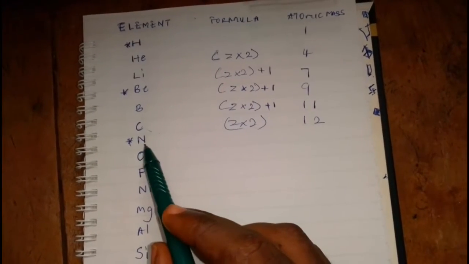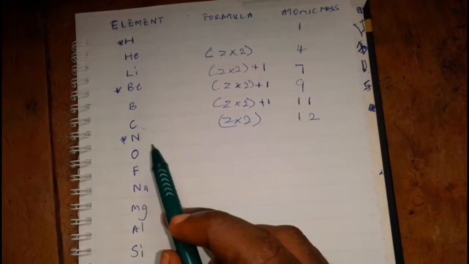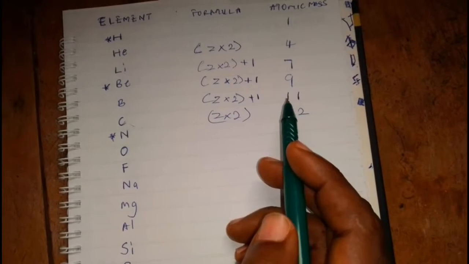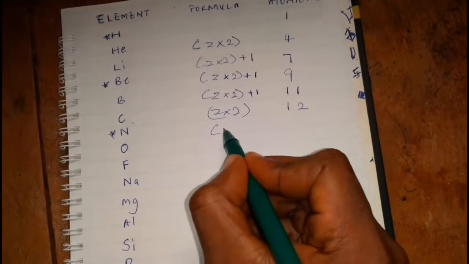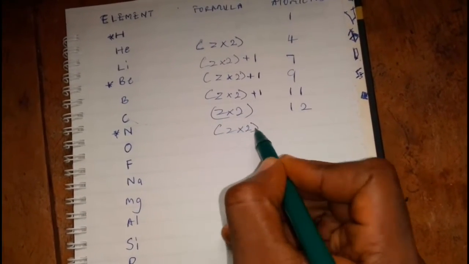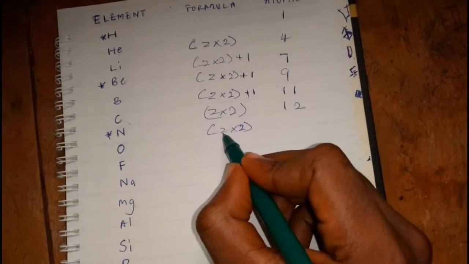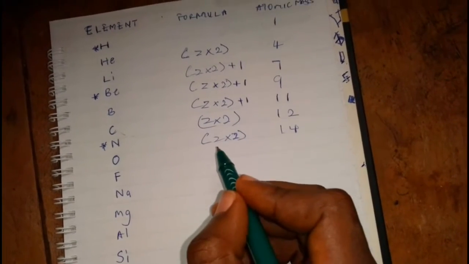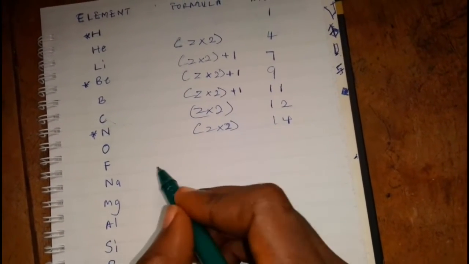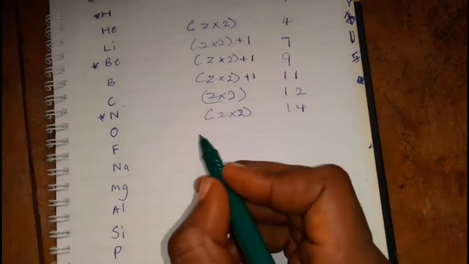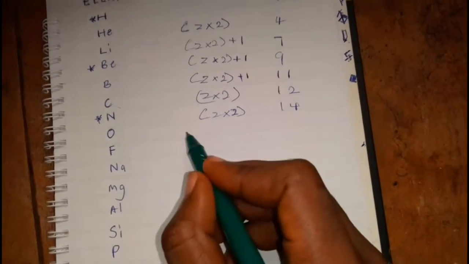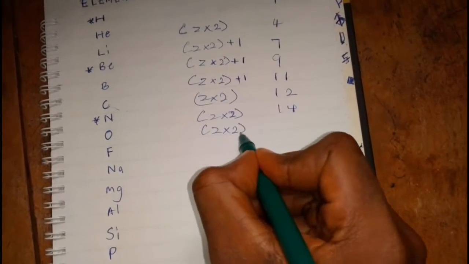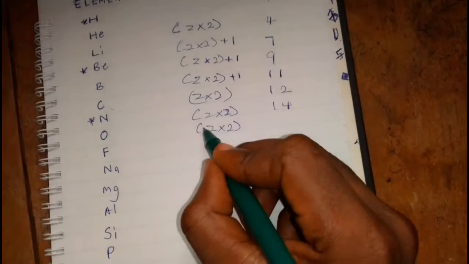Nitrogen has an asterisk, which means it has an exception. The atomic number of nitrogen is 7, and normally we are supposed to use Z times 2 plus 1, but we are not going to use that. We are going to use this for nitrogen. That will be 7 times 2, which will give you 14. But the rest of it, you can just do with those steps using the even number and the odd number method. So oxygen has atomic number 8, so we are going to use the even number formula, 8 times 2, which will give you 16.